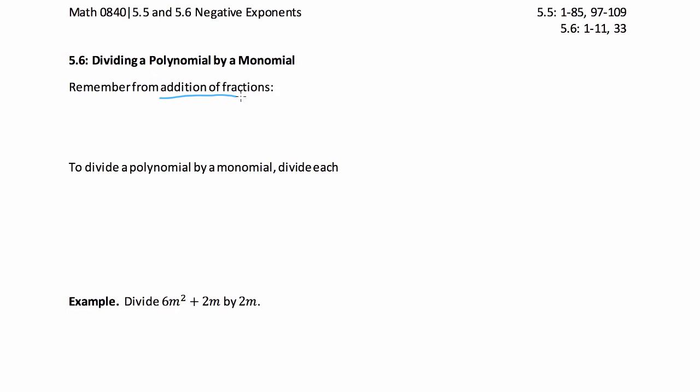So remember, from addition of fractions, if I have two fractions with the same denominator, like a over c plus b over c, I just add across the top. So I have a plus b over c. The reason this is getting brought up is this goes both ways. When I divide a polynomial by a monomial, I divide each term of that polynomial by the monomial. I'll show you what I mean in a second.